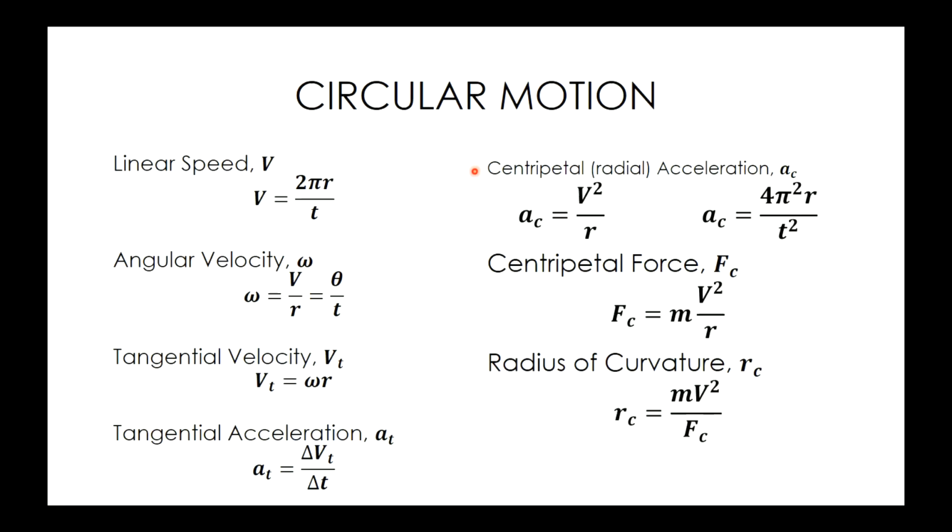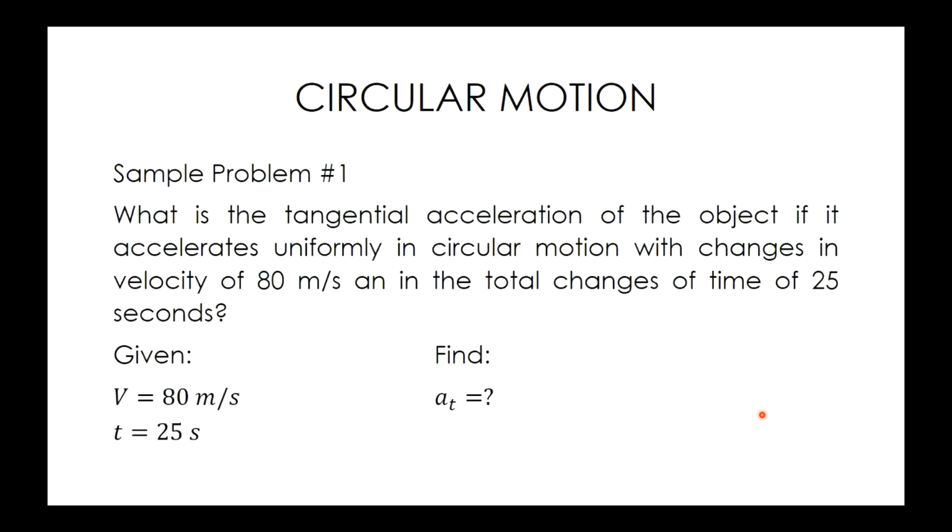Next, centripetal or radial acceleration A sub c is equal to V squared over r or 4 pi squared r over t squared. And then centripetal force F sub c is equal to m V squared over r. And lastly, radius of curvature r sub c is equal to m v squared over F sub c. Now, let's move on to our sample problem.